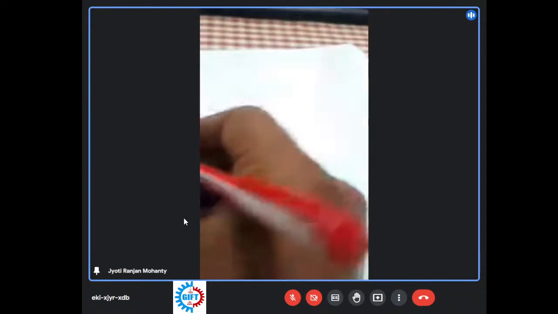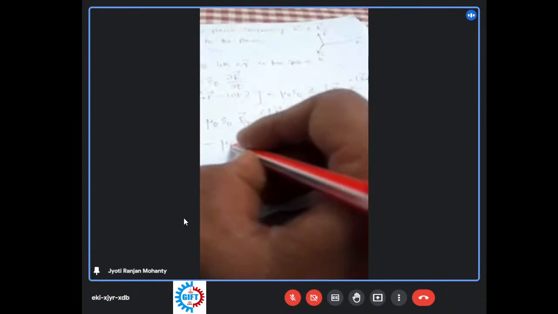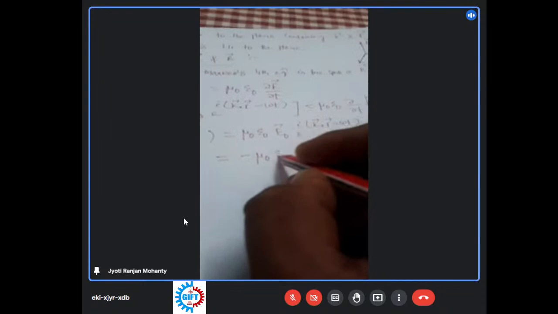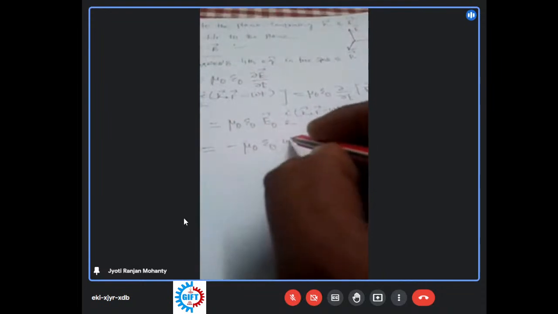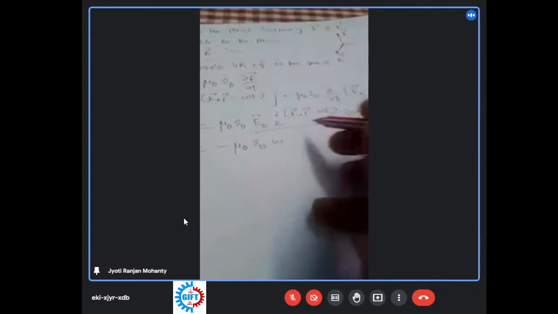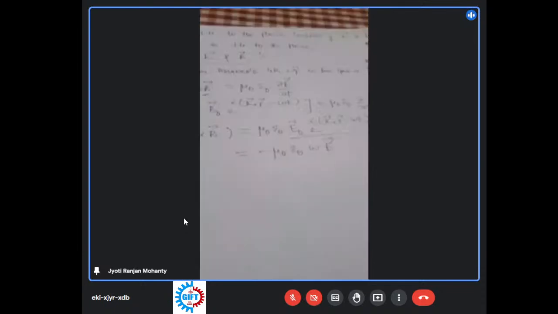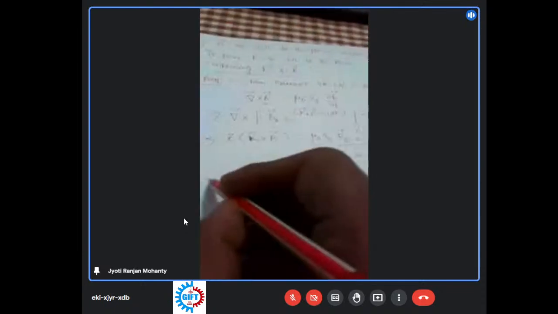So look here, this i cancels. This is equal to minus mu naught epsilon naught into omega, and this value is nothing but your E vector. So directly I have written. So we got the left hand side is K vector cross B vector.